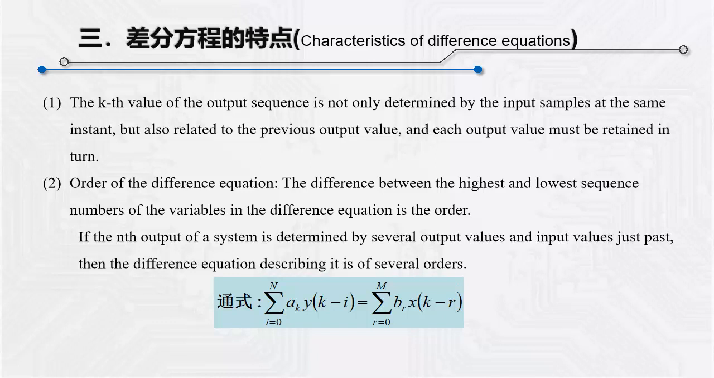The general formula of the difference equation is generally expressed in such a form. The left-hand side of the difference equation is a linear combination of the response. The right-hand side is usually a linear combination of excitations.